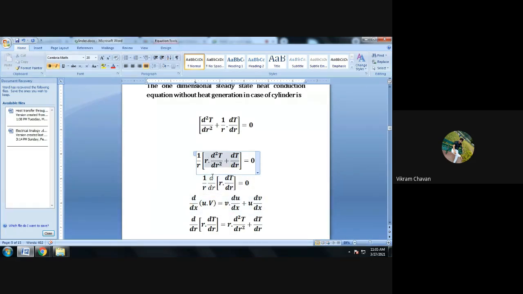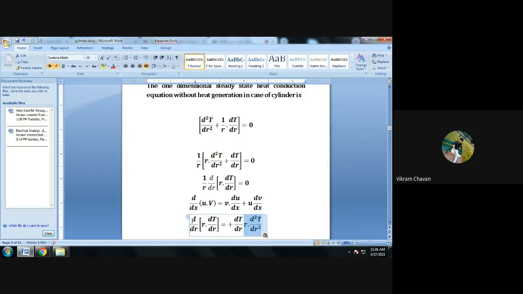Now we have applied this rule to this bracket, and we come to know that if we differentiate r multiplied by dT divided by dr with respect to r, we get r multiplied by d2T divided by dr squared plus dT divided by dr. So instead of this, we can write d by dr of the bracket r multiplied by dT divided by dr.